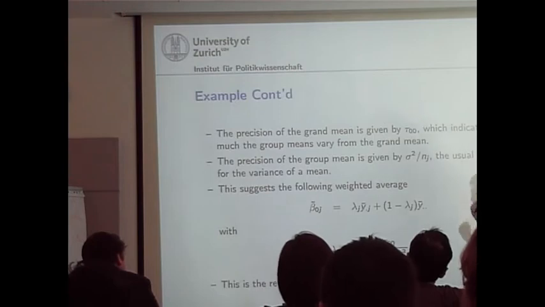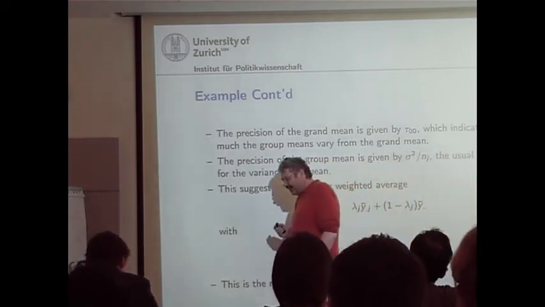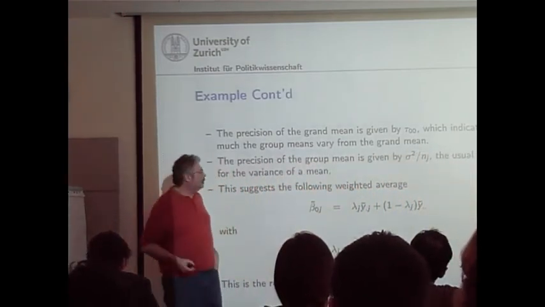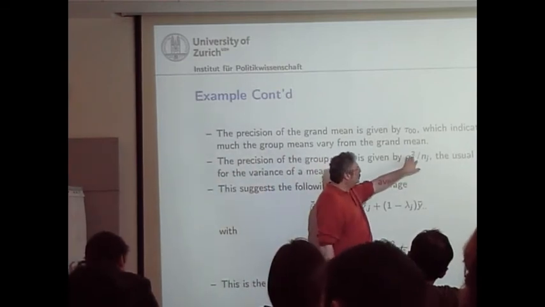The precision of the group mean is given by the standard error, the variance of the mean, which is sigma squared over nj.